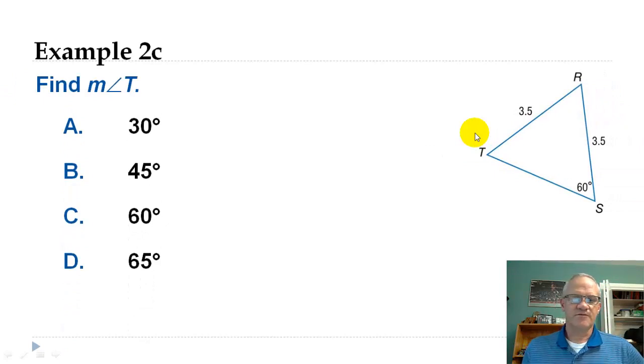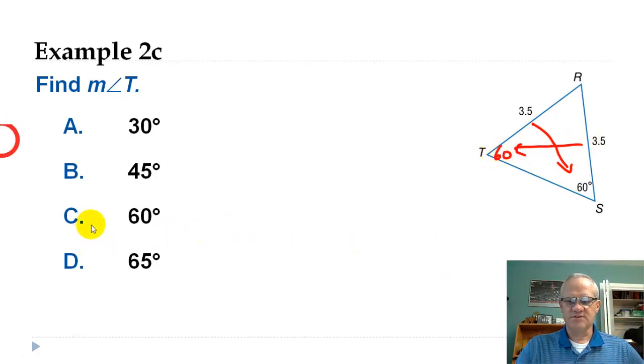All right, find the measure of angle T. All right, so we got some choices here. So let's look at this closely. Remember, since 3.5 and 3.5 are congruent to each other, the angles across are supposed to be congruent. So if across from 3.5 is 60, then across from this 3.5 has to be 60. And so that looks like that's C. And the bouncing red circle says C. Good.